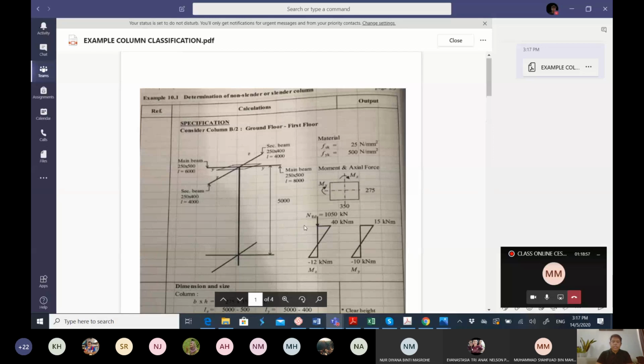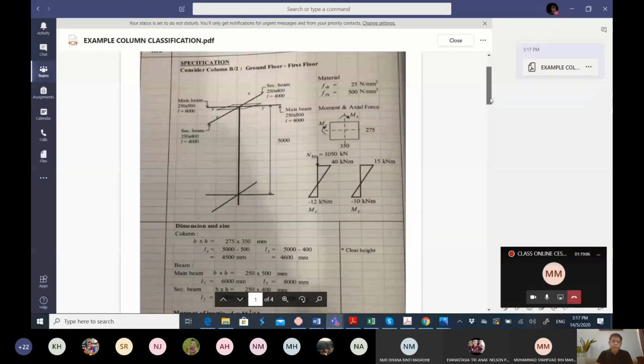Okay, on the column classification example, here is the example. So how to determine the column classification? For example, we have the height of the column here is 5. Then we have the main beam here, which we consider as main beam 1, and here is considered as main beam 2. The size of the beam is the same, but the length is different. The length of main beam 1 is 6,000. The length of main beam 2 is 8,000.